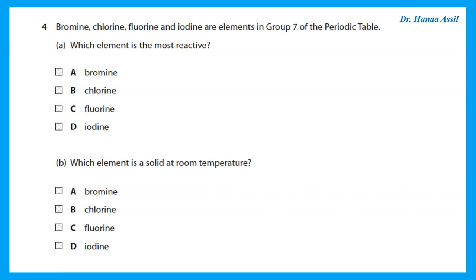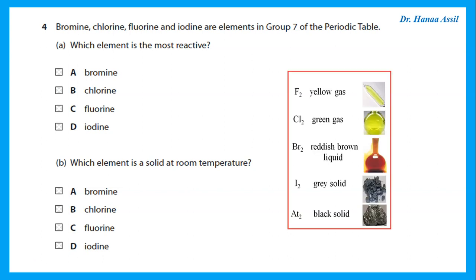Question 4 is talking about bromine, chlorine, fluorine, iodine, which are elements in group 7 of the periodic table. And he's saying which element is the most reactive. I'm going to remind you again. These are group 7: fluorine, chlorine, bromine, iodine, astatine. Now, which one is most reactive? Remember, in group 7, the one on top is most reactive.